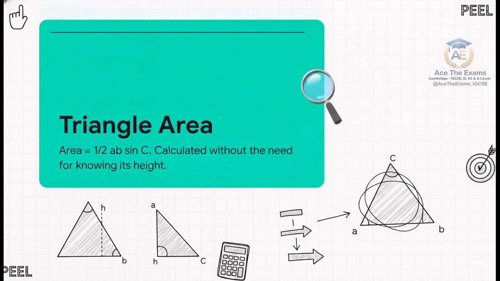Your evidence is substituting your numbers. 1/2 times 83 times 122 times sine 100. Your explanation is showing your step-by-step calculation. And your link, that's your final answer with the correct units and significant figures, tying perfectly back to what the command word asks you to do.